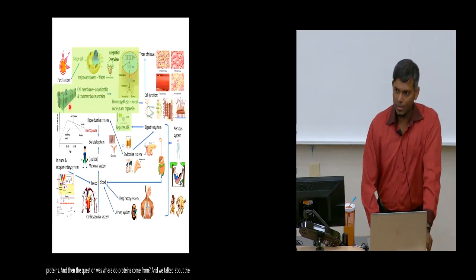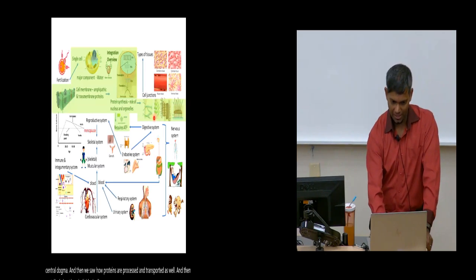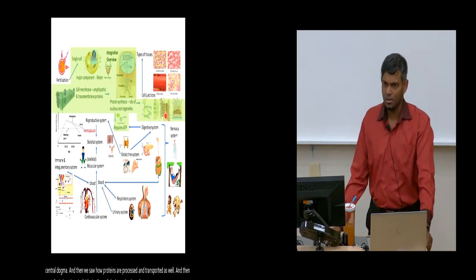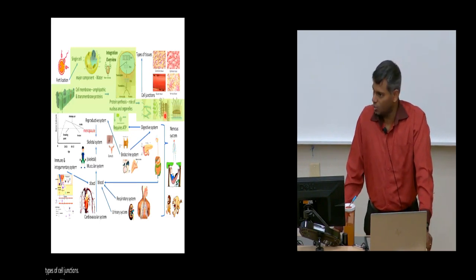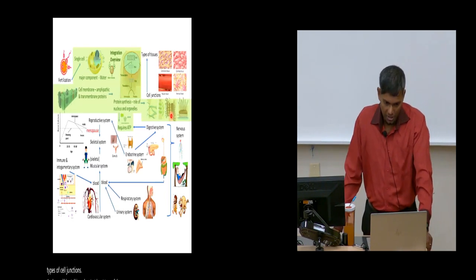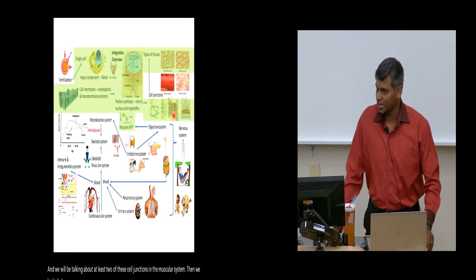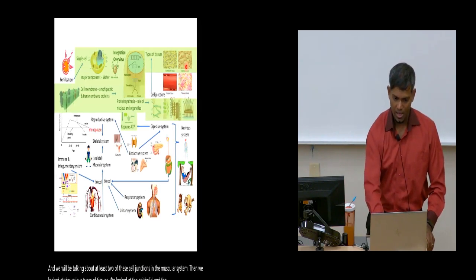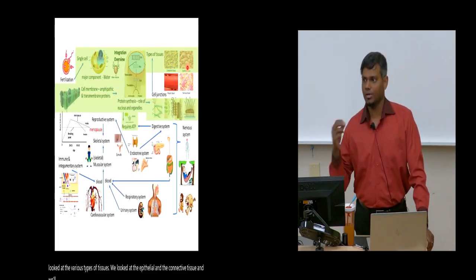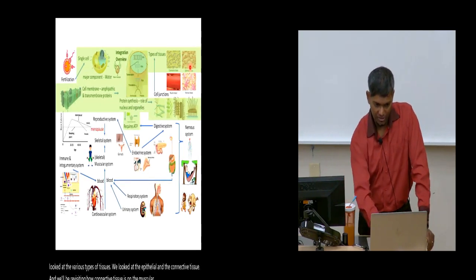And then we talked about how individual cells are linked together by cell junctions, and we talked about 3 types of cell junctions, and we will be talking about at least 2 of these cell junctions in the muscular system. Then we looked at the various types of tissues. We looked at the epithelial and the connective tissue, and we'll be revisiting how connective tissue is found in the muscular system in this set of lectures.